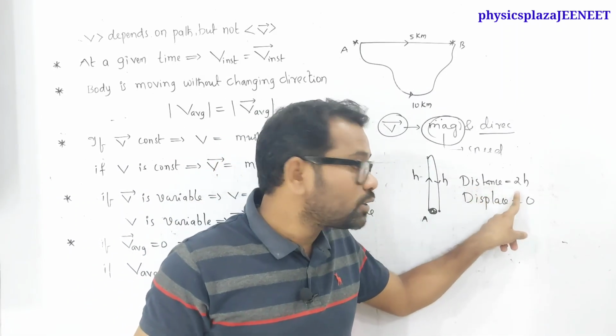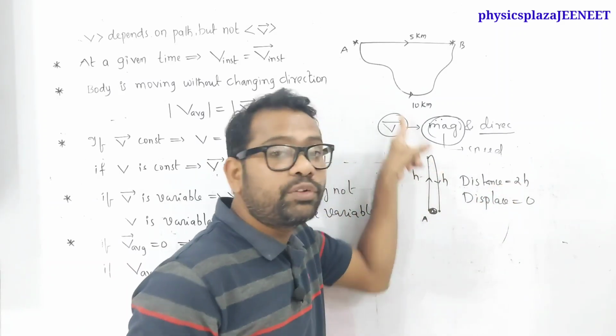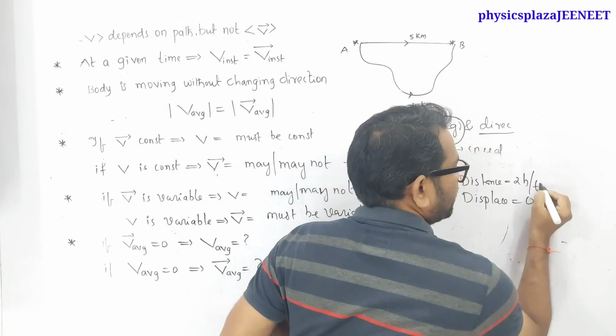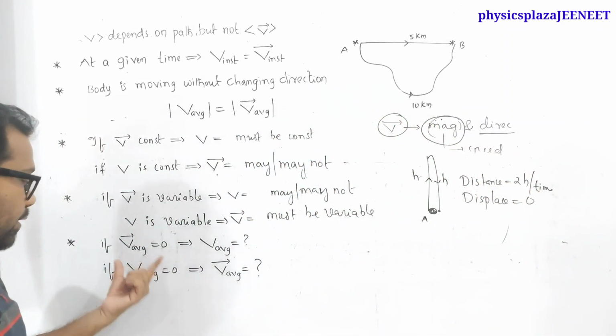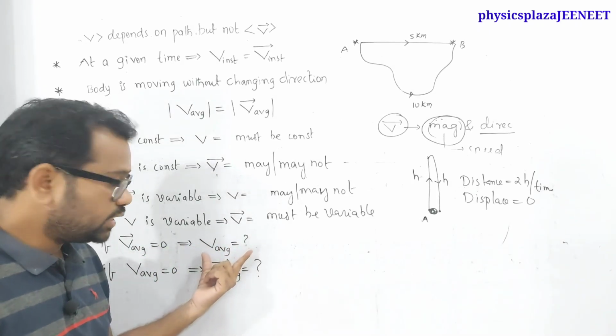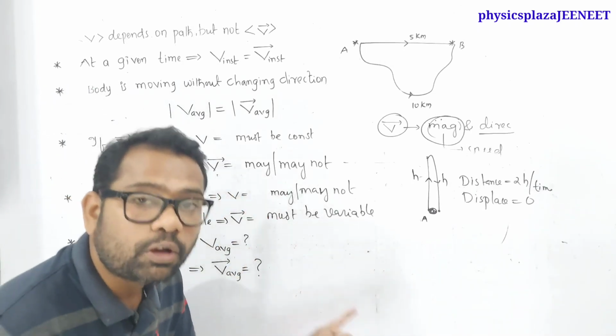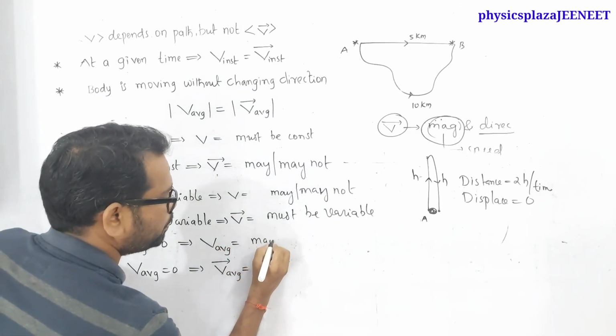But average speed is not 0. Why? Distance has some value, right? So if you calculate the distance 2h divided by the time taken, you will get the average speed. So here, children, if average velocity is 0, you cannot say that average speed must also be 0. No, it may or may not.